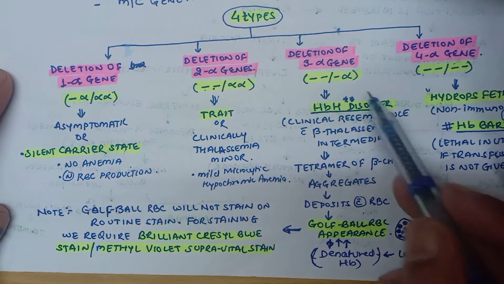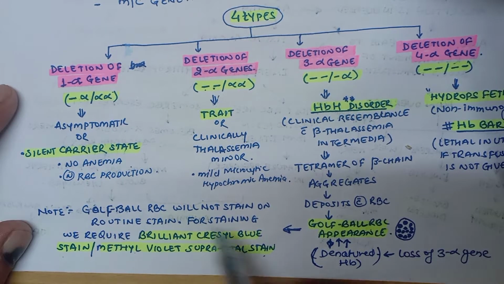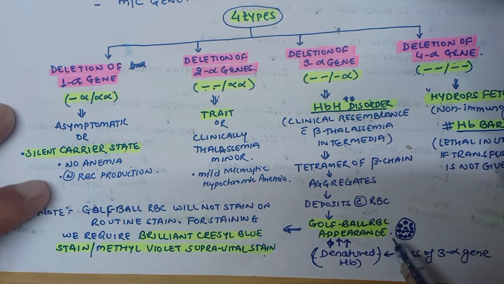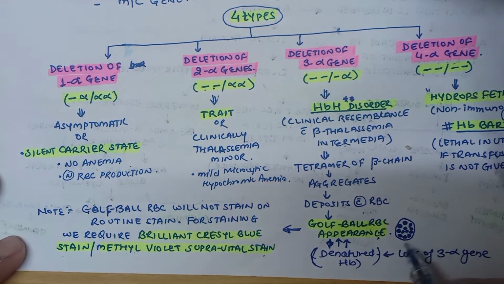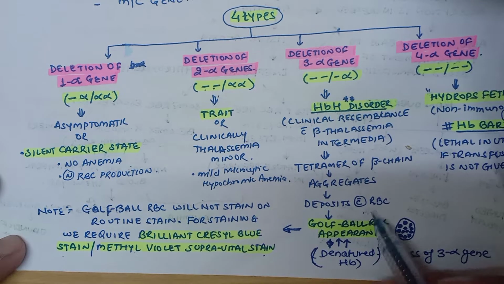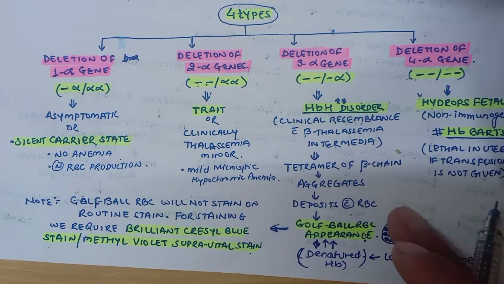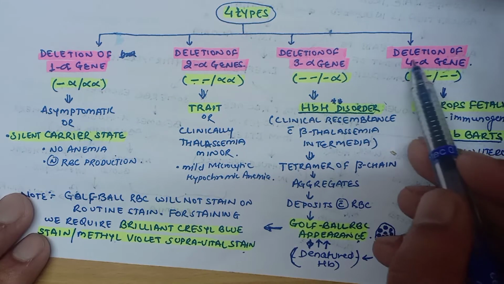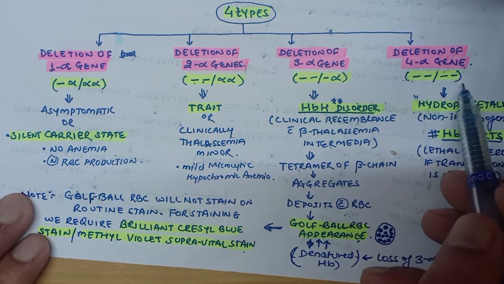As there is loss of 3 alpha genes, there will be denaturation of hemoglobin. This will also contribute to the golf ball appearance of RBC. Golf ball RBCs will not stain on routine stain. For staining, we require brilliant cresyl blue or methyl violet supravital stain. Therefore, golf ball RBCs will be seen in case of HbH disorder of alpha thalassemia, where there is loss of 3 alpha genes.